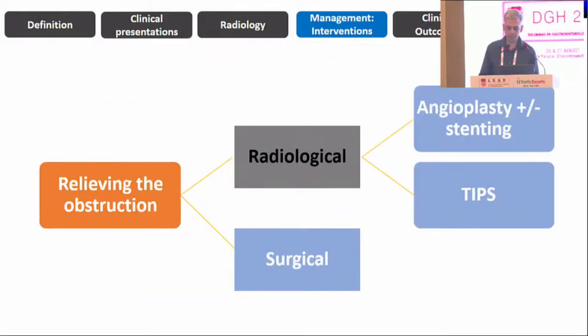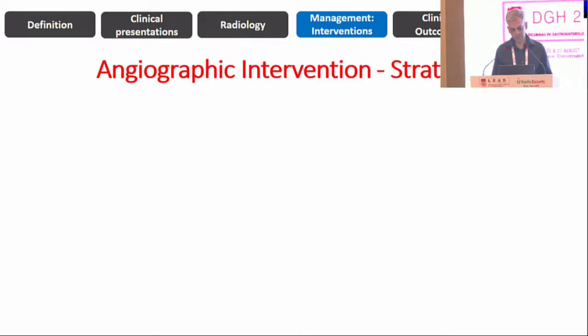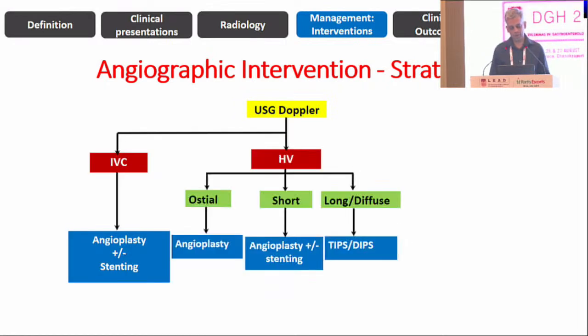So how do we relieve the obstruction? We do it either radiologically or surgically. Radiologically, you do angioplasty or stenting, and you consider TIPS in these patients. So what is the strategy? You do a Doppler, you know where the site of block is. We talked about the site of block could be in the hepatic vein. If you have obstruction in the hepatic vein, it depends whether it's a short segment or a long segment. Short segment, you can just get away with angioplasty, or you can add stenting to it. If it is a long segment or all three hepatic veins are blocked, you need to consider either TIPS or DIPS.